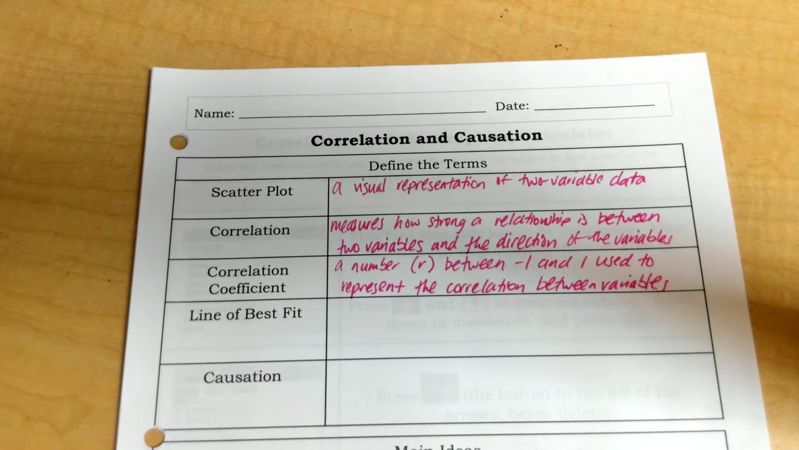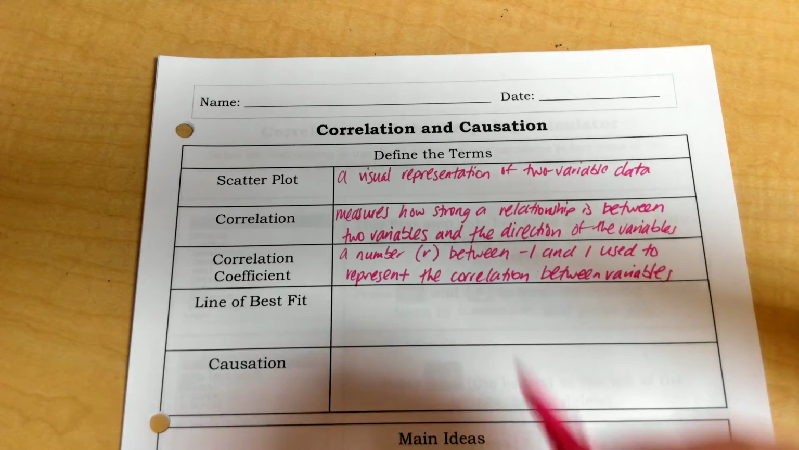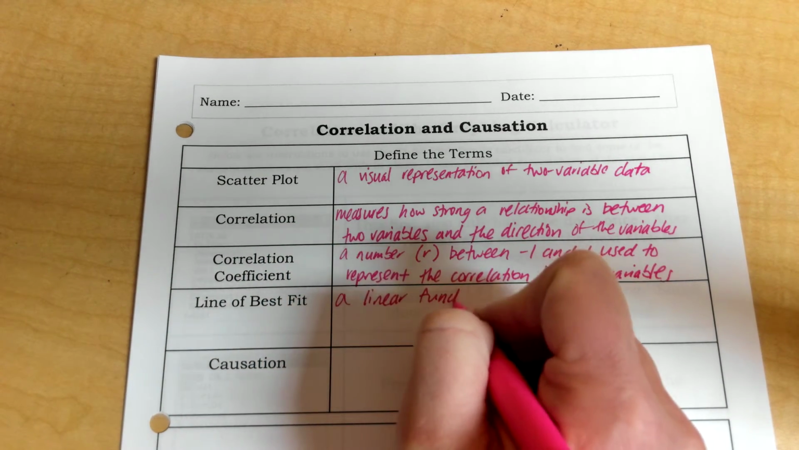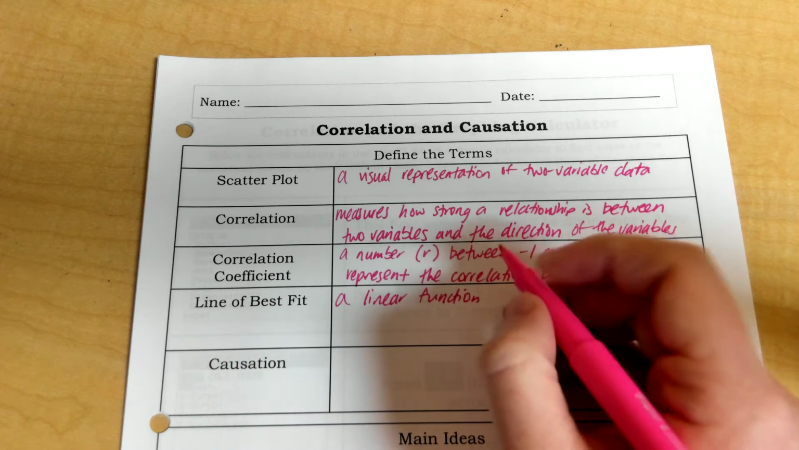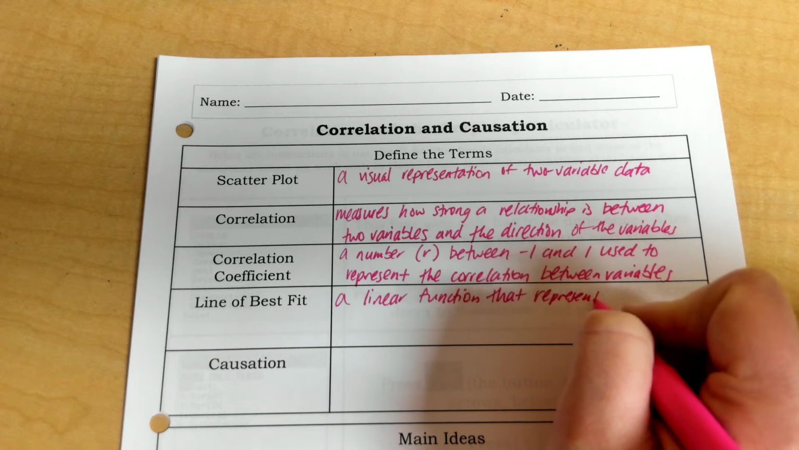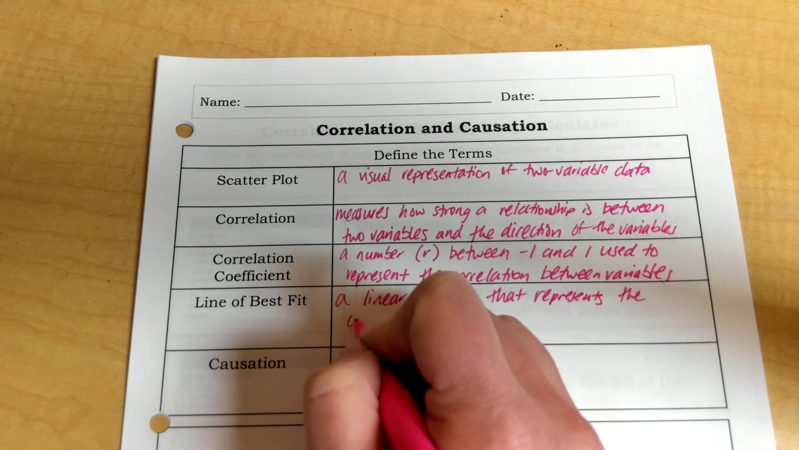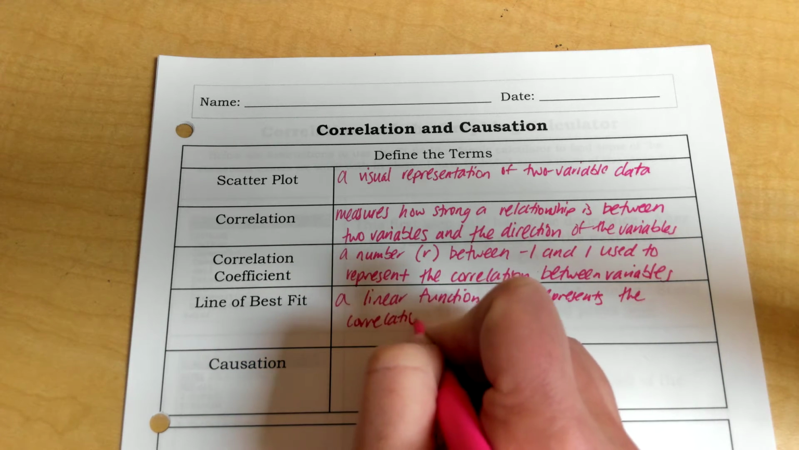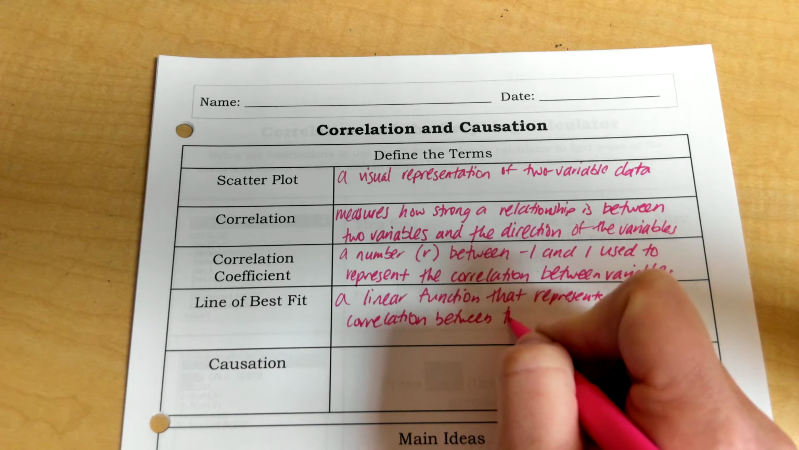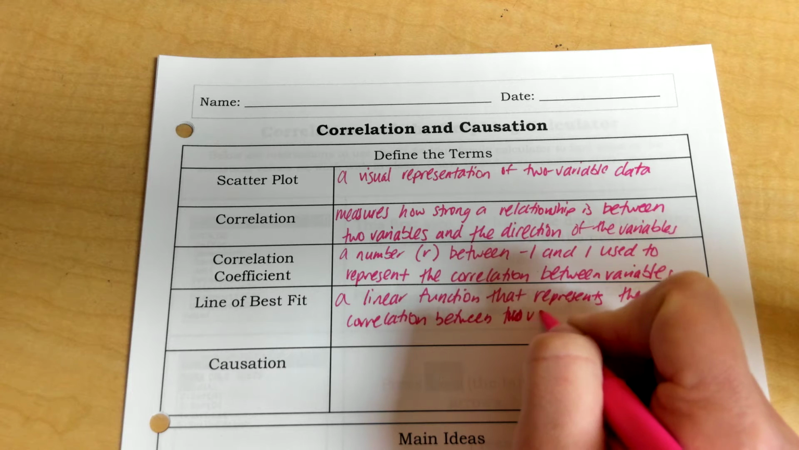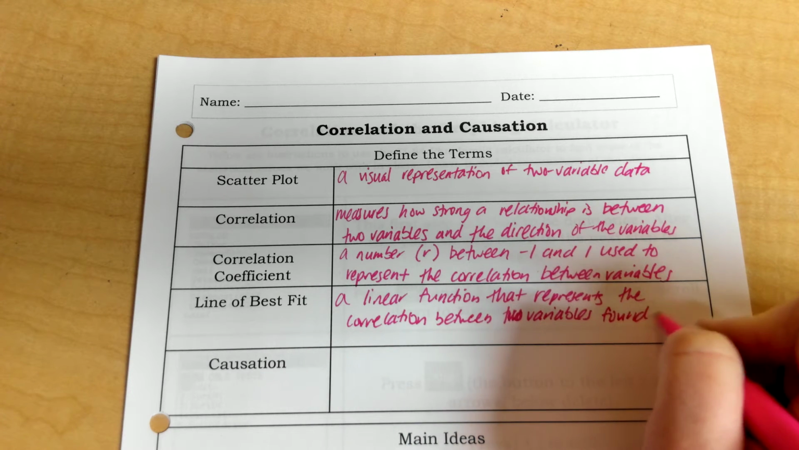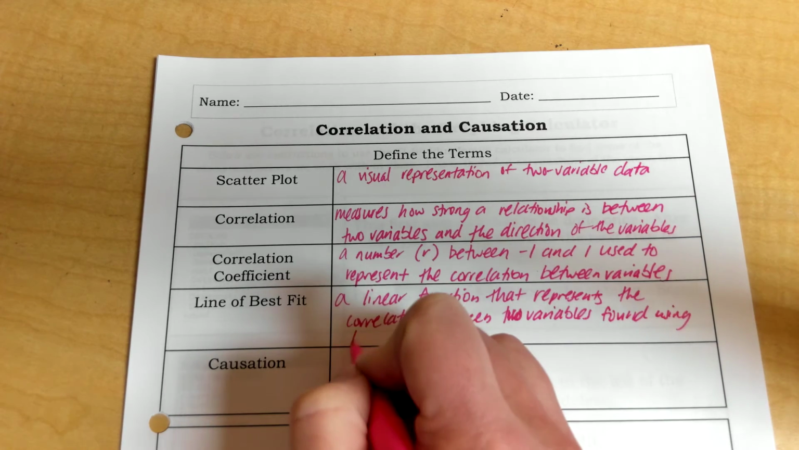Alright. Now the line of best fit is a linear function, similar to the curve of best fit, that represents the correlation between two variables. And we find it using linear regression.